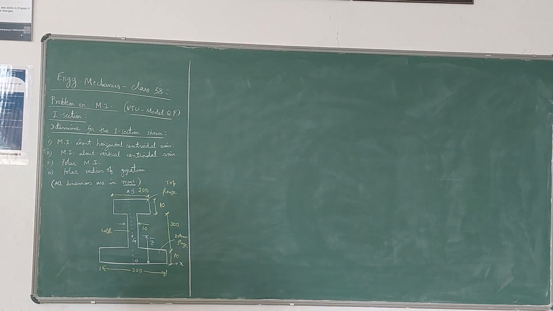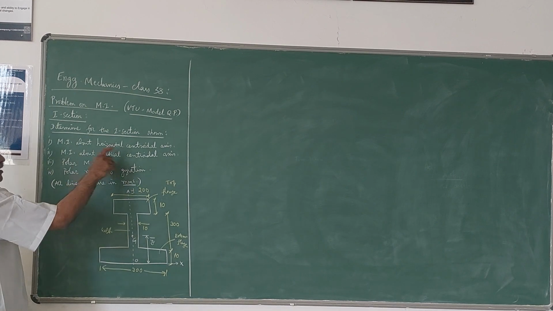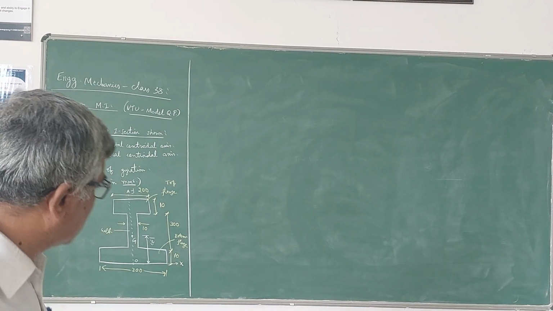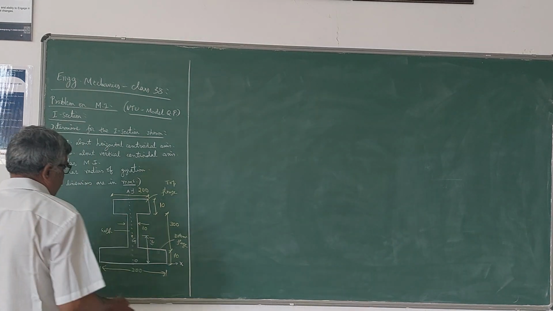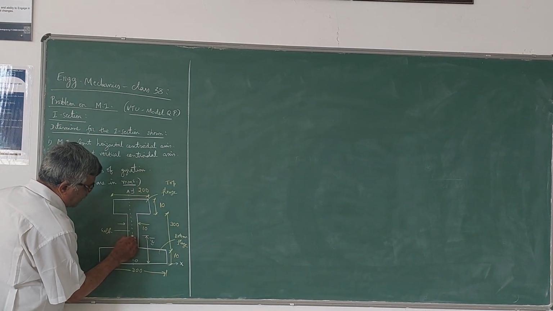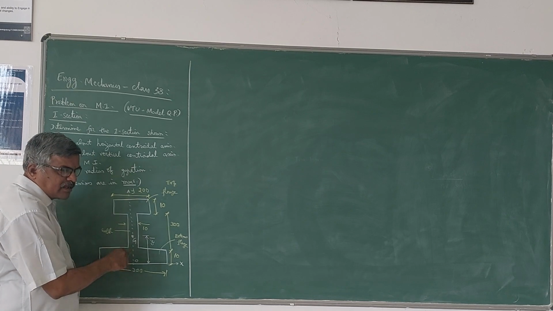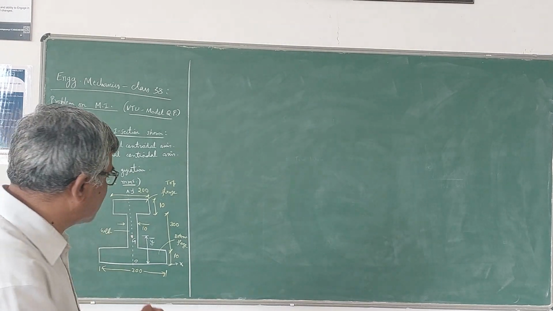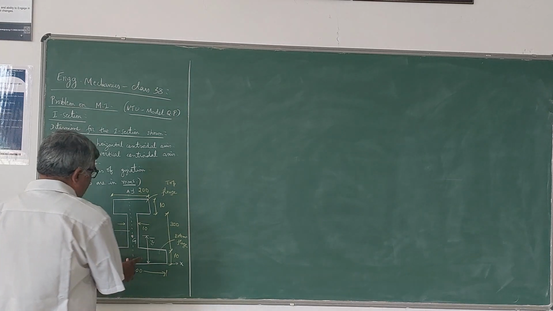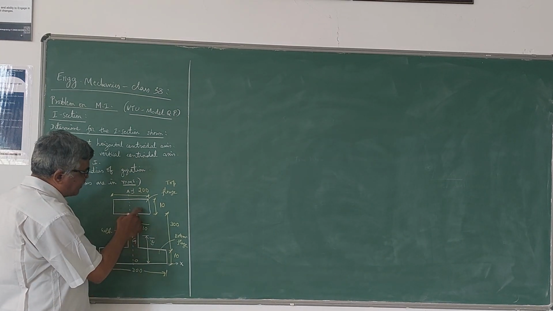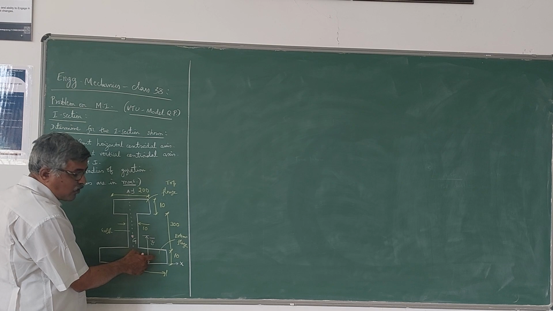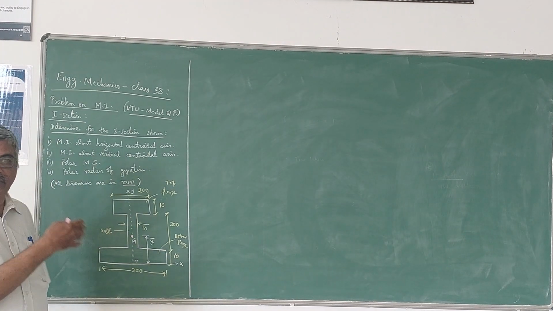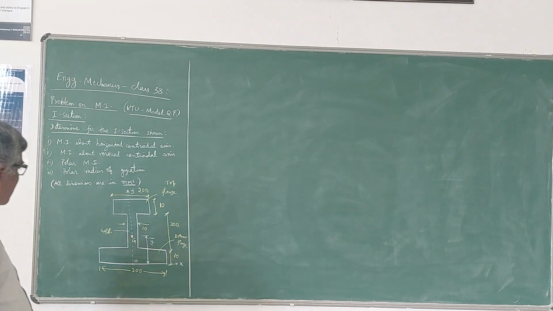He has asked for the moment of inertia about the horizontal centroidal axis. That means we have to locate G for this I section. We know how to locate the centroid. So I have taken G here because normally the centroid is closer to the region where the area is more concentrated. Here the bottom flange has more area than the top flange. Therefore, the centroid normally lies near the bottom flange where the area is more.